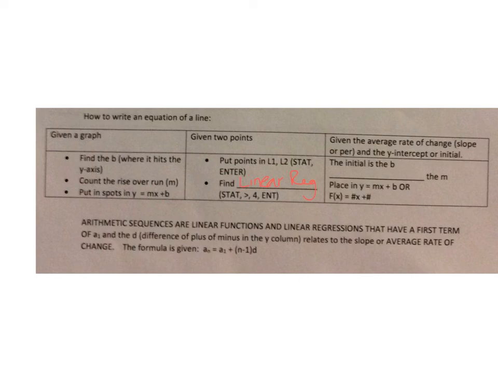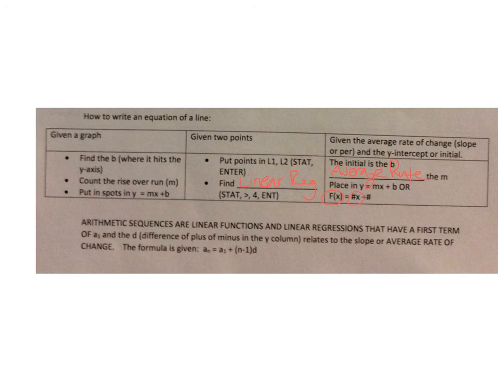The last way is given the average rate of change, the slope, and the y-intercept or initial value. Go ahead and write your formula: y equals mx plus b. Put your initial value in for your b, and then your average rate of change is the m, and then place into y equals mx plus b. Or your f of x equals number times x plus your number. Now don't forget, if it says f of t and using t for time, make sure you change these. If not, you will not get full credit.